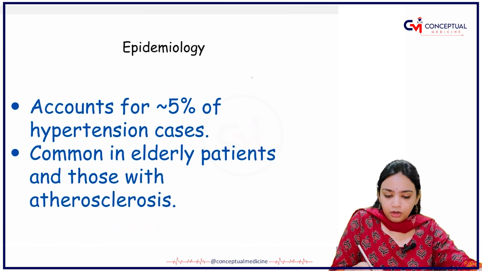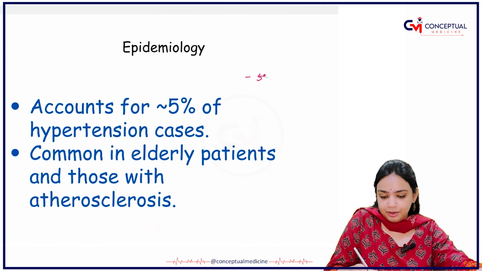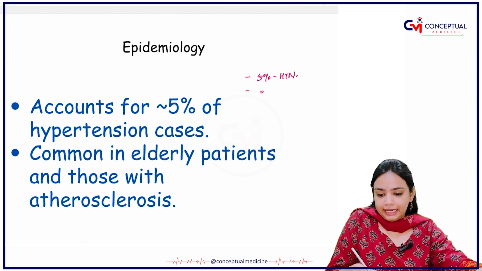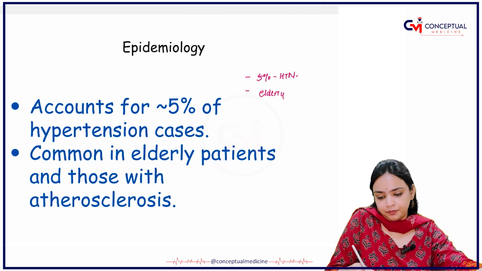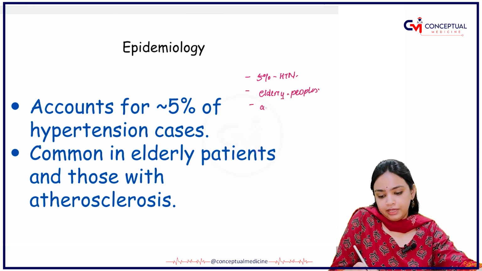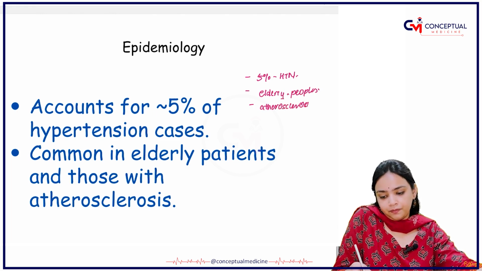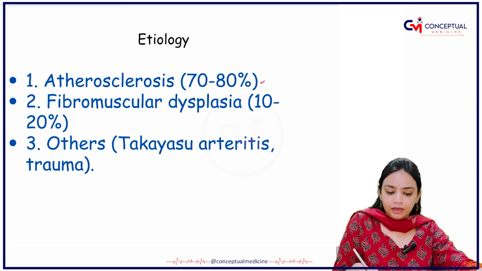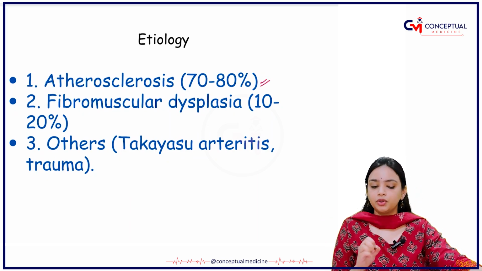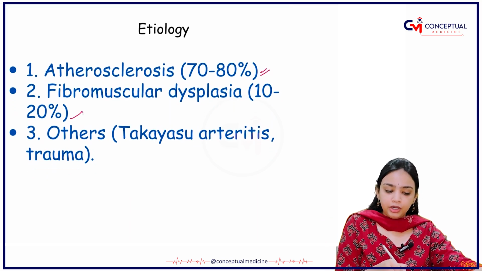If I talk about the epidemiology, 5% of cases are due to hypertension. It is common in elderly people and those with atherosclerosis. Etiology is 70 to 80% due to atherosclerosis, 10 to 20% is due to fibromuscular dysplasia, and others like Takayasu arteritis and trauma.